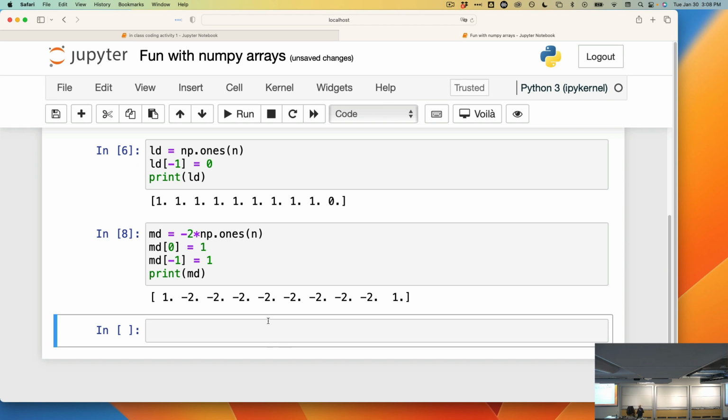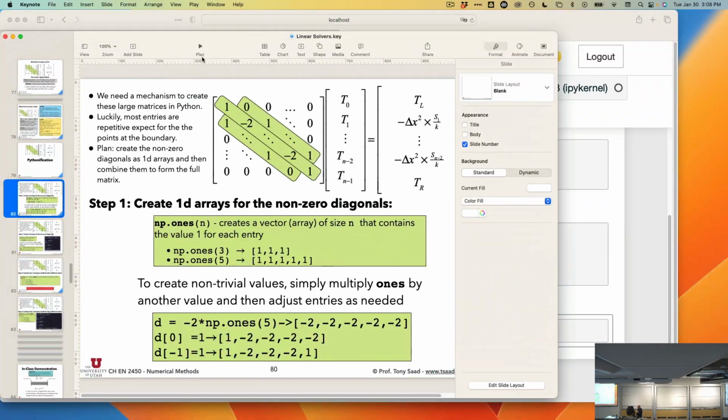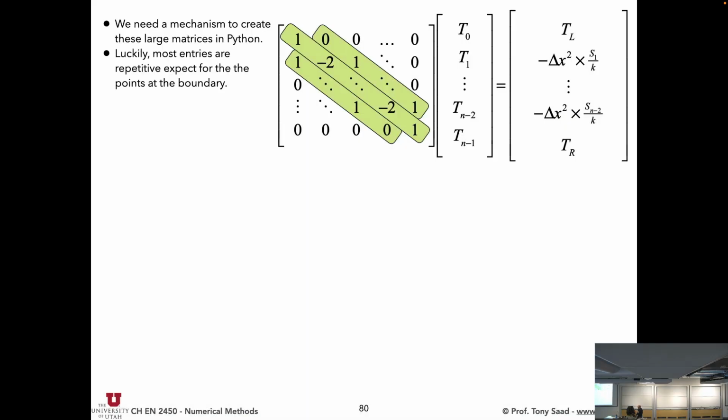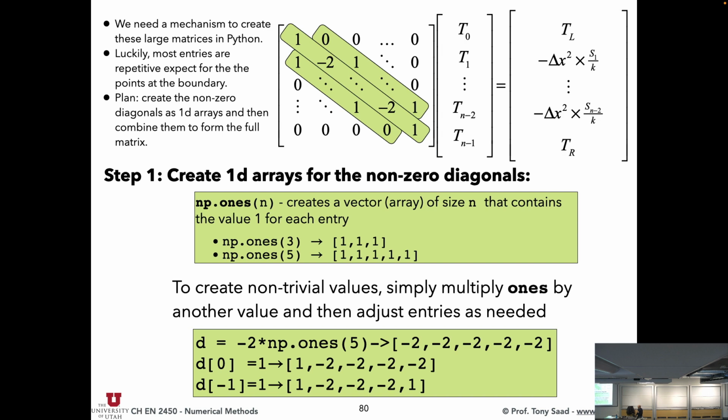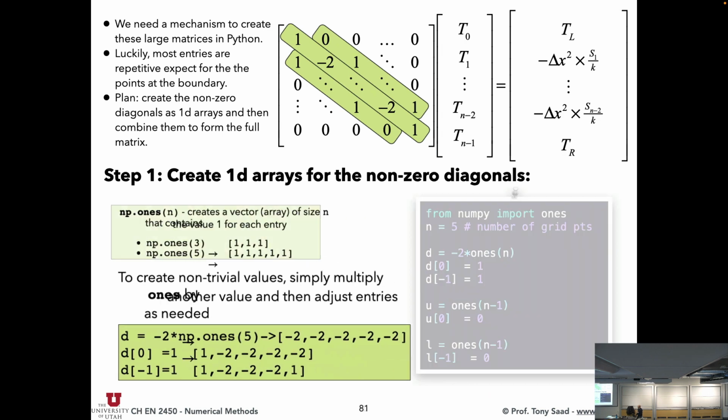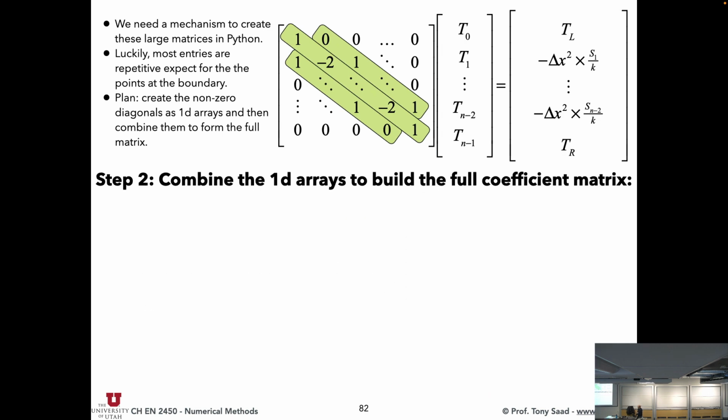Step two, how are we going to turn them and put them in the diagonal? Well, again, the smart people at Python thought of all of that. They must have taken this course, maybe. Okay. All right. Now step two, combine the 1D arrays to build the full coefficient matrix.